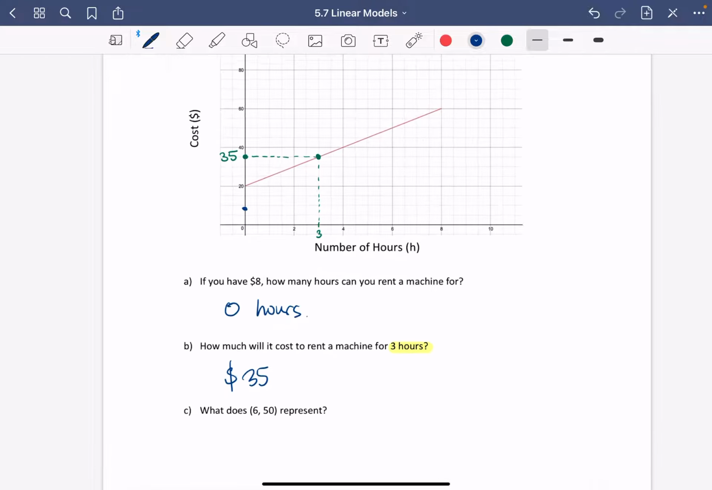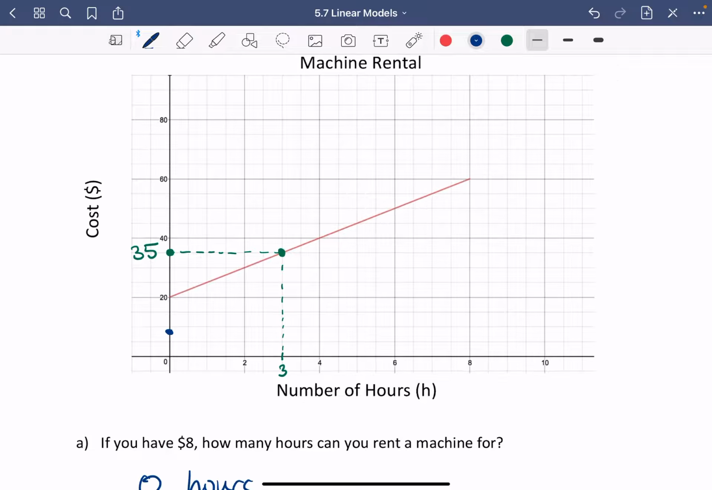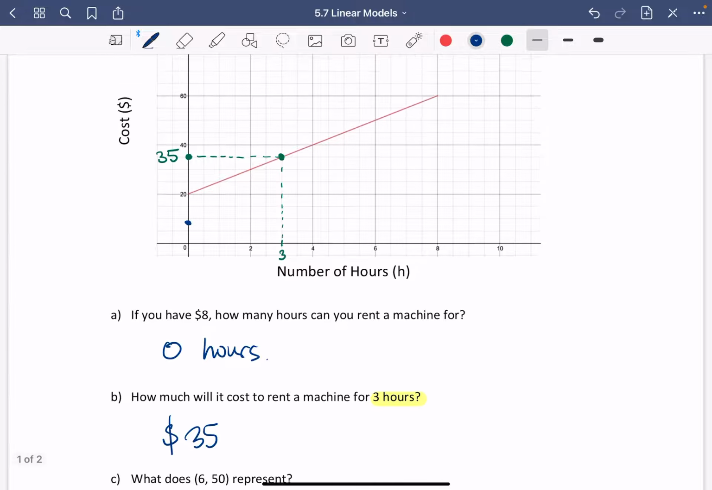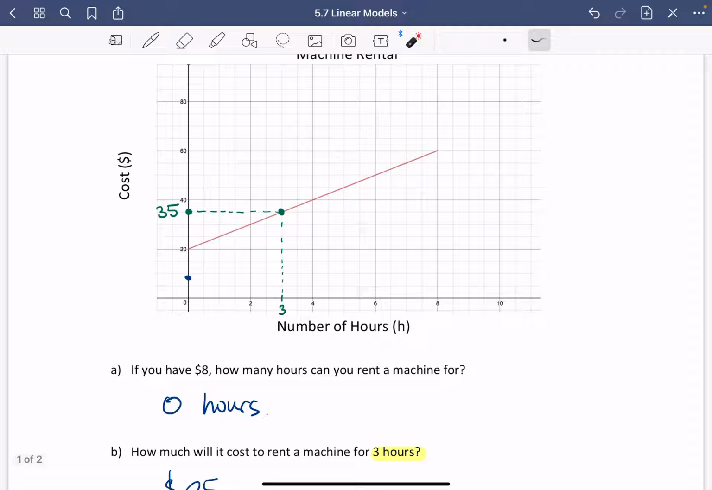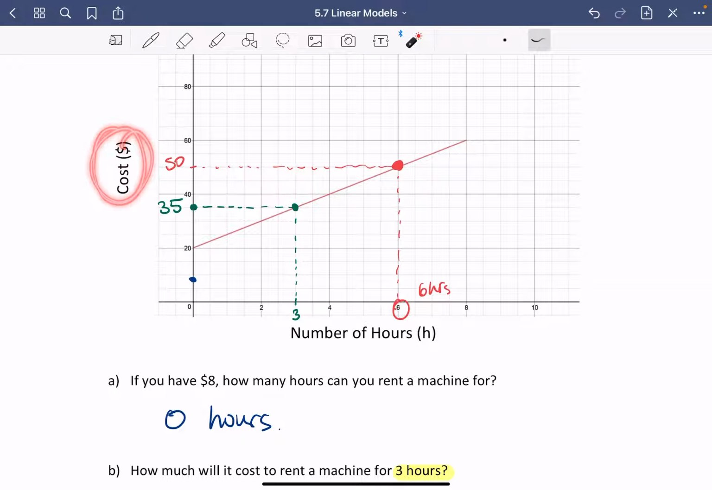Okay, and last question, what does (6, 50) represent? (6, 50) is the ordered pair that's right over here. So this point, what does this point represent? This point says that you can rent for 6 hours, and on the vertical axis it's 50. And we know the vertical axis is the cost, the price.